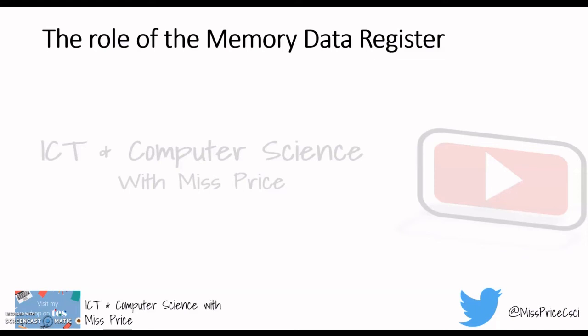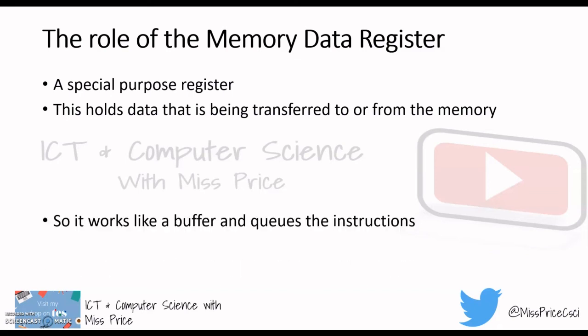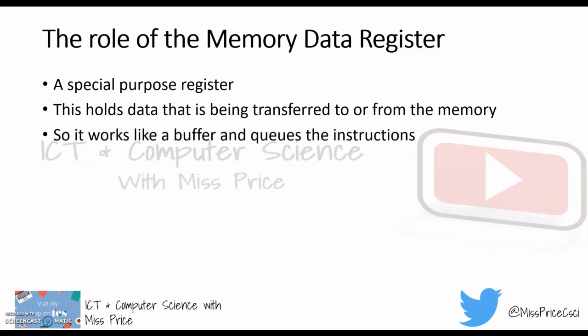Now, we've got the role of the MDR, or maybe it's the MAR. No, sorry, it's the MDR. Memory Data Register. So basically what we've got to think about is the CPU, yes, it's one big brain, but what we're doing right now is we're dissecting that brain and we're looking at all these different bits and what their role is within the brain of the computer. So it's a special purpose register and it holds data that is being transferred to or from the memory. So it holds that data in a place for the moment, and then it basically works like a buffer.